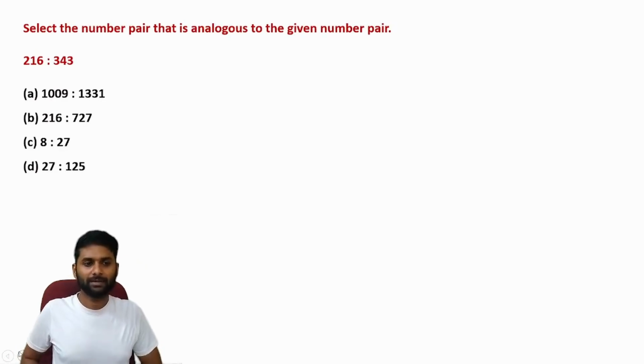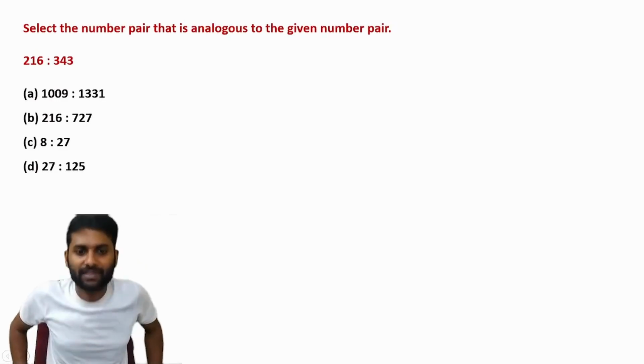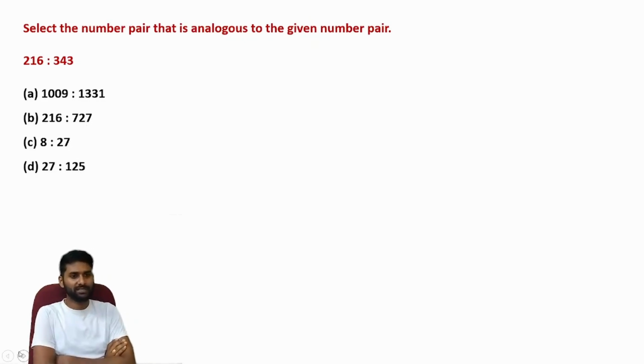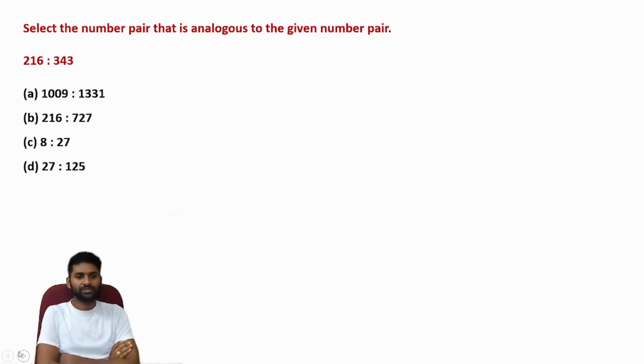Now select the number pair that is analogous to the given pair. So identify the similarities. We have 216 and 343. The following options we have are 1009, 1331, 216, 727, 827, 27, 125. So what is the relation?